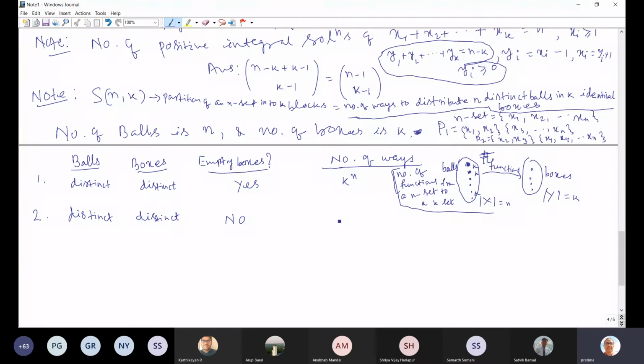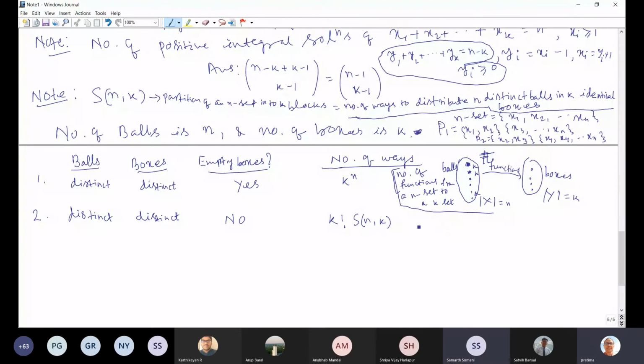And what is this SNK? SNK is the Stirling number of second kind, that is the number of distributions of n distinct balls into k identical boxes. If we look at any such distribution, you consider the boxes unordered, they are identical. So if we make the boxes ordered, then each of these distributions will be multiplied by k factorial permutations. So the answer will be k factorial times SNK. Do you agree with this?